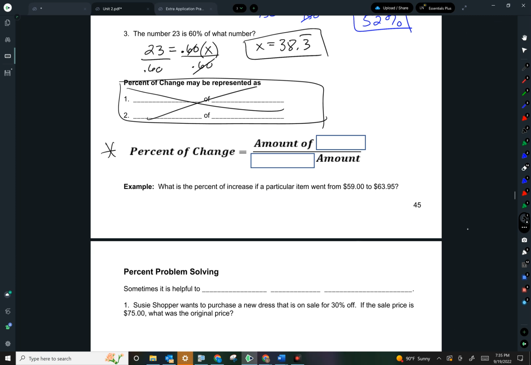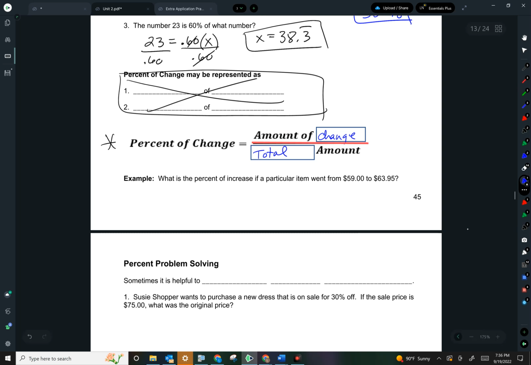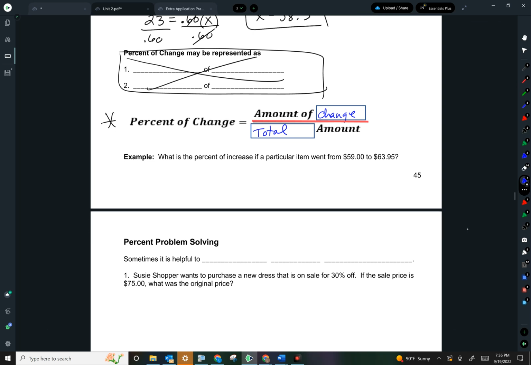Okay. So our formula for percent of change is amount of change all over, and notice this is like a big giant fraction line right here. It's the amount of change all over the total amount. Amount of change over the total amount. So for example, what is the percent of increase? That's the same as saying the percent of change.